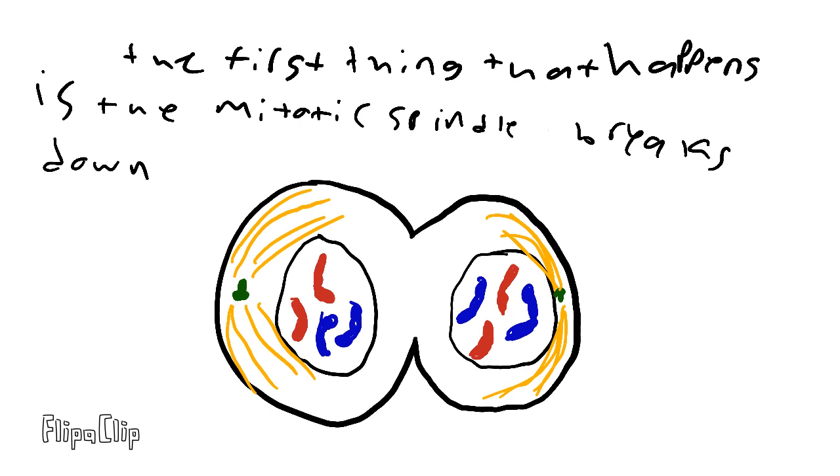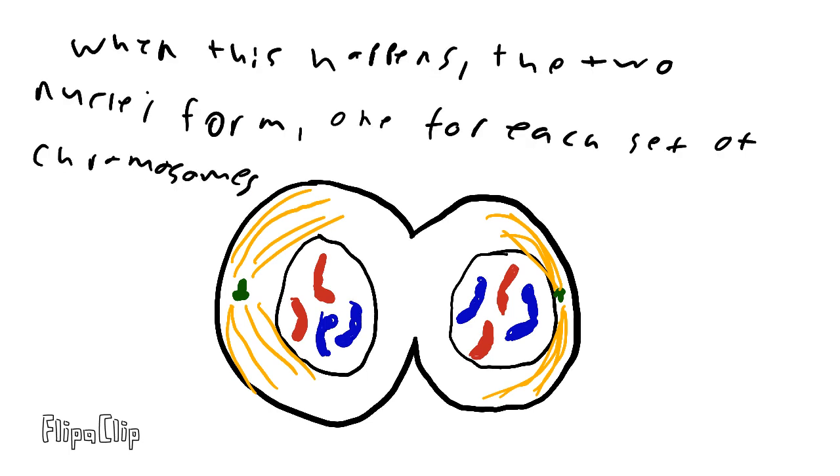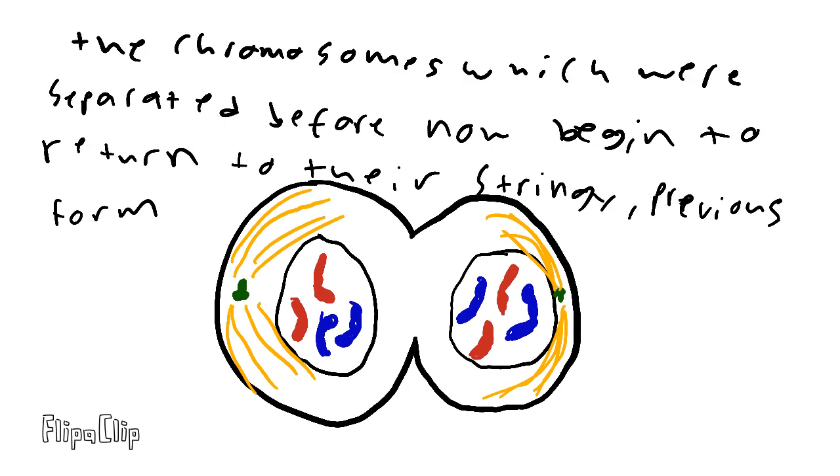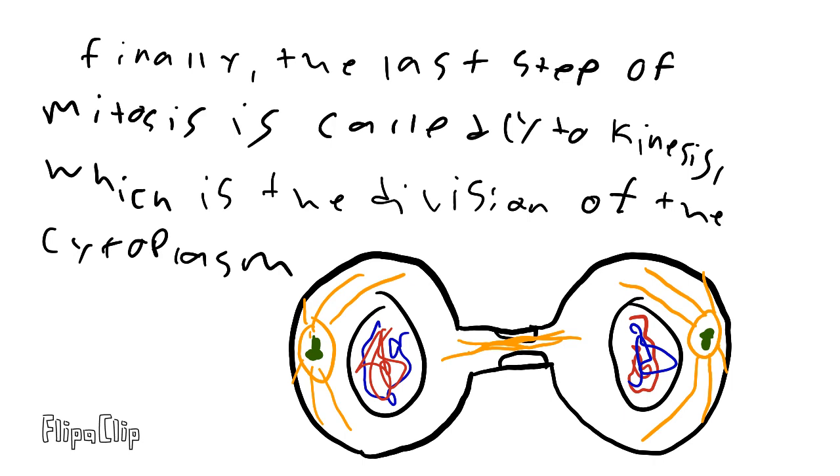The first thing that happens is the mitotic spindle breaks down. When this happens, the two nuclei form, one for each set of chromosomes. The chromosomes which were separated before now return to their stringy previous form. Finally, the last step of mitosis is called cytokinesis, which is the division of the cytoplasm.